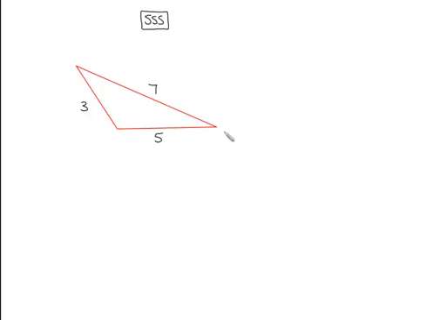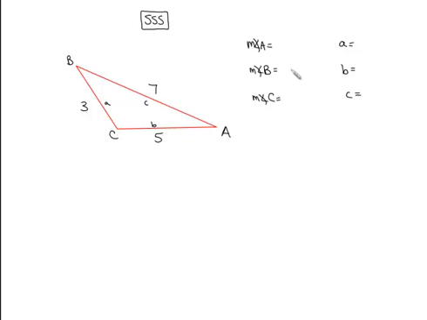I'm going to call this A. I'm going to call this B. I'm going to call this C. So this is little a, little b, little c. Notice, well here, let me put these in first. Measure of angle A, measure of angle B, measure of angle C. Little a, little b, little c.